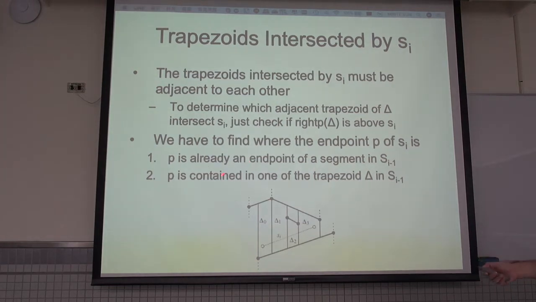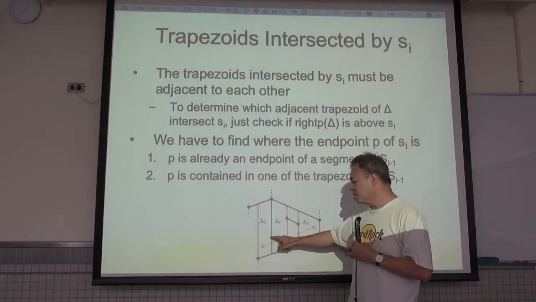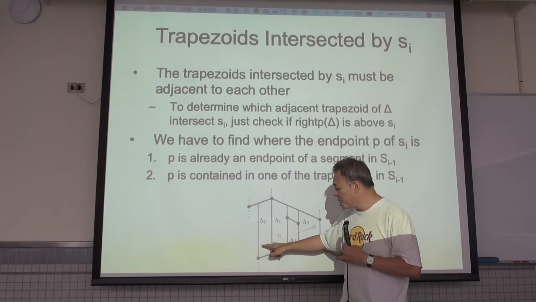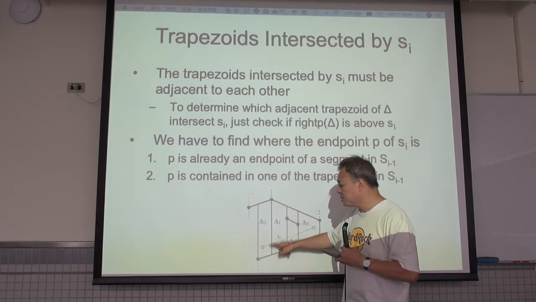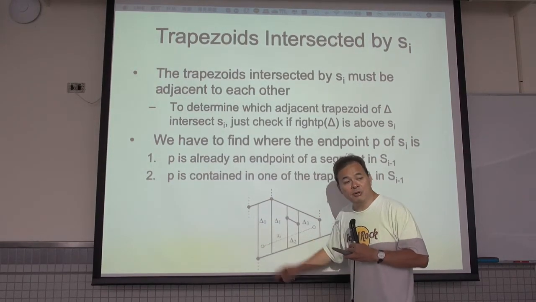Oh, by the way, I forgot to mention one thing. Once you have the location of this endpoint, for the trapezoids that intersect with this newly inserted line segment, as I said, you just need to look at the adjacent trapezoids, right? But how do we find the trapezoid which contains this endpoint?